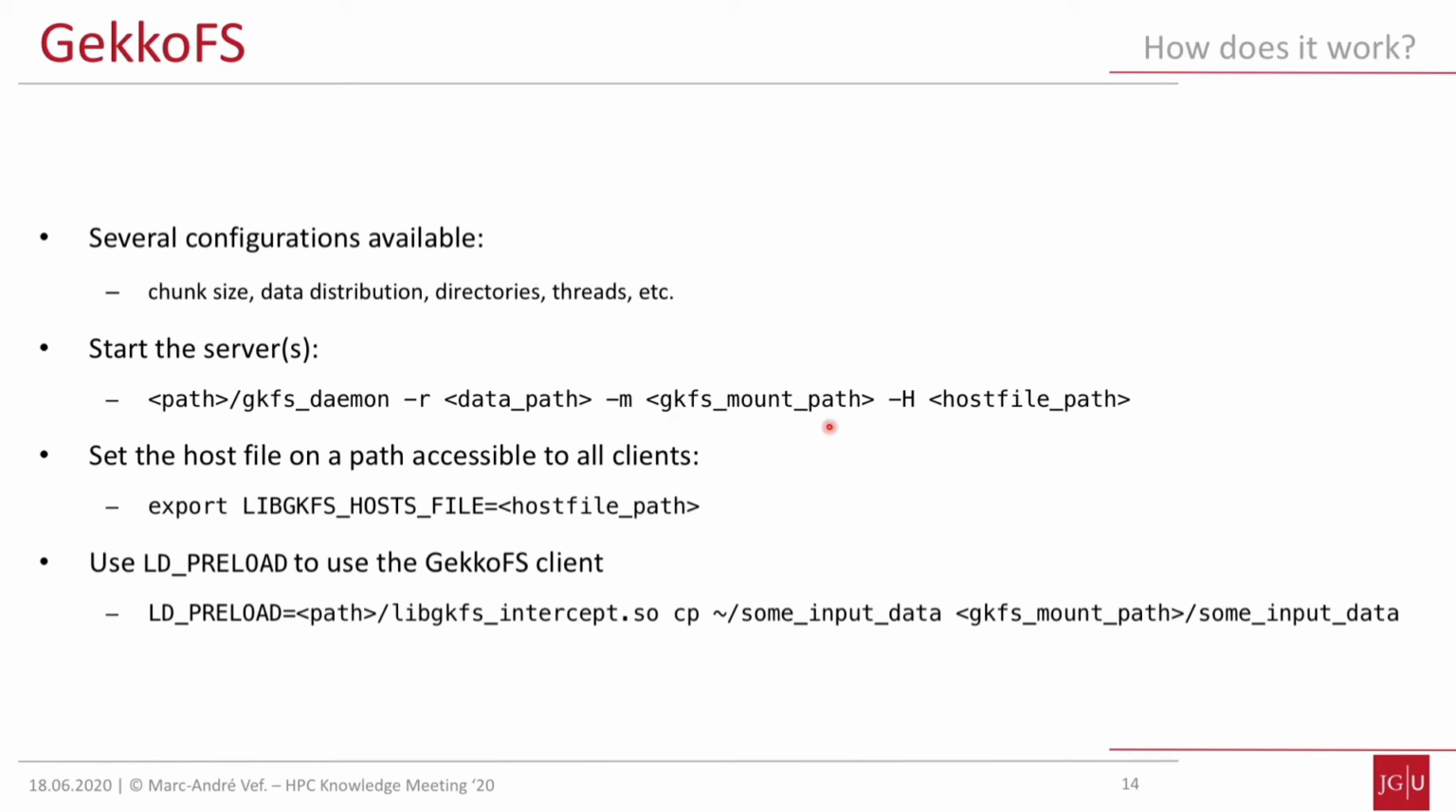Then where the virtual mount point of GekkoFS would lie. And then a host file path that should be put somewhere on a shared path that is accessible by all clients. Basically we use this host file so that servers will register themselves to that file. Later you would use an environment variable, LIBGKFS_HOSTS_FILE, that points to that host file so that the client knows where to look up that file and which daemons are part of that file system.